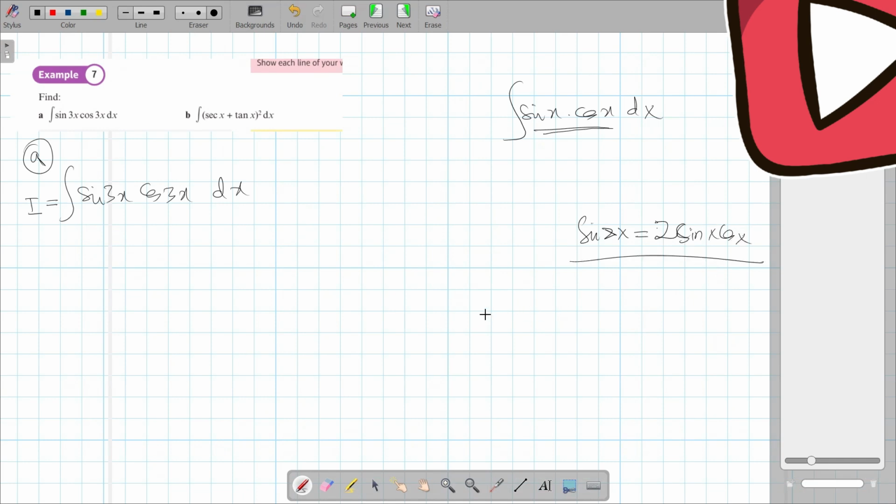Yes. This is coming from sine alpha plus beta. Do you know the formula of sine alpha plus beta? The sum formula. This is called the sum formula. Sine alpha plus beta.